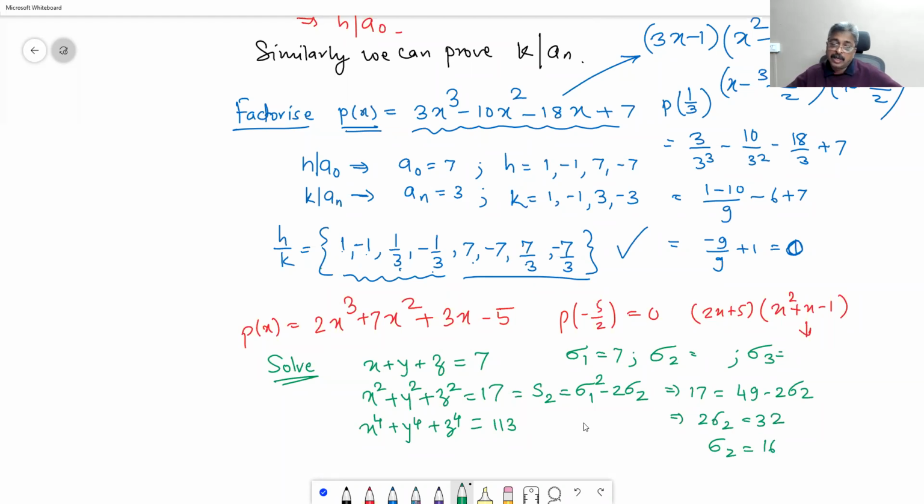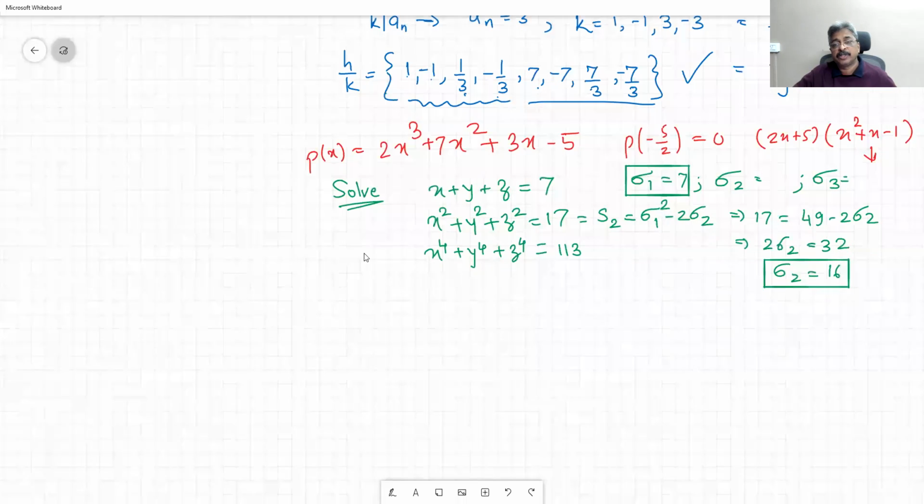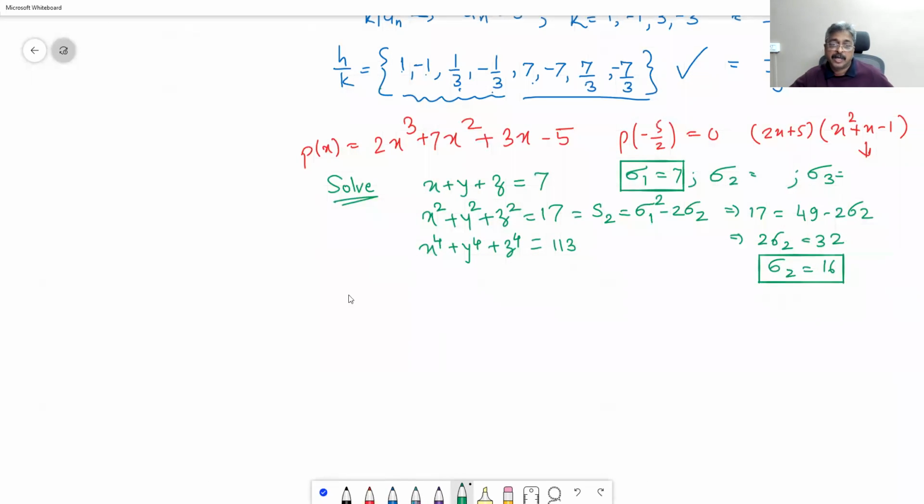Yes. So now you have sigma 1 with you. Now you have sigma 2 with you. You need to search for sigma 3. And the third expression which is left with us is actually S4. Sigma 1 is minus 7. Or no, sorry. Sigma 1 is 7, na?